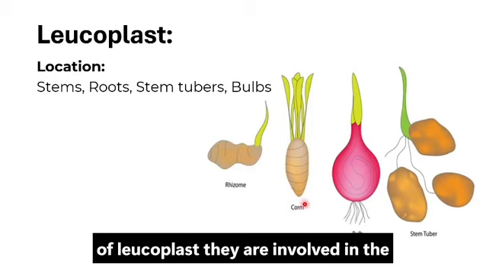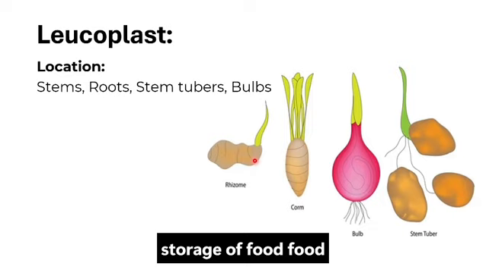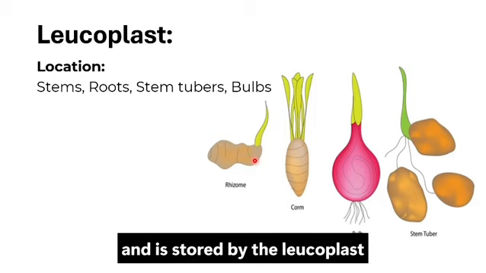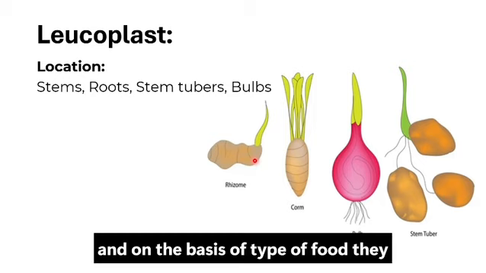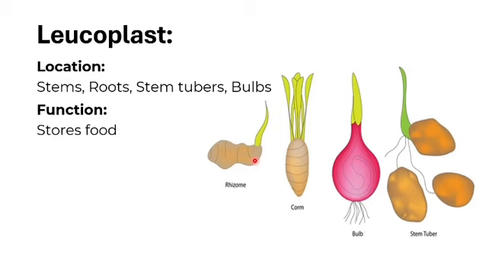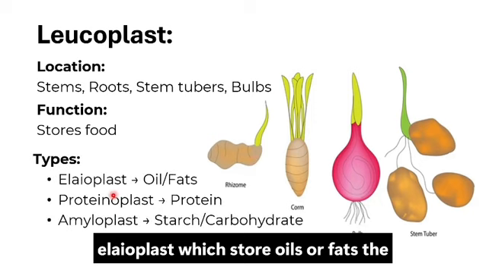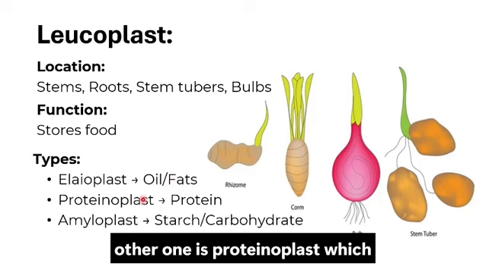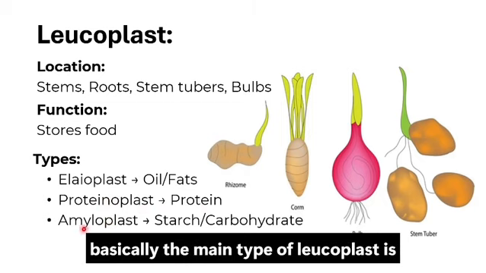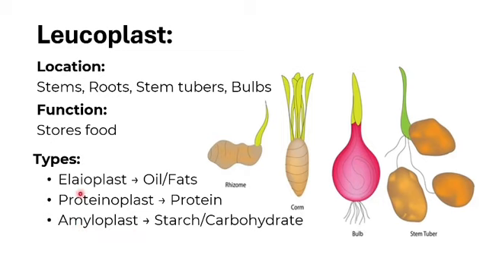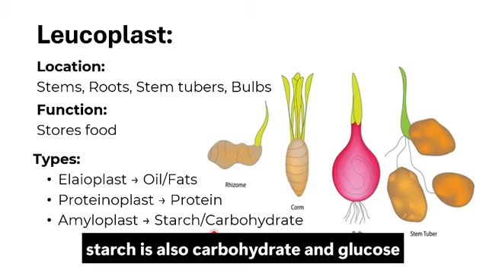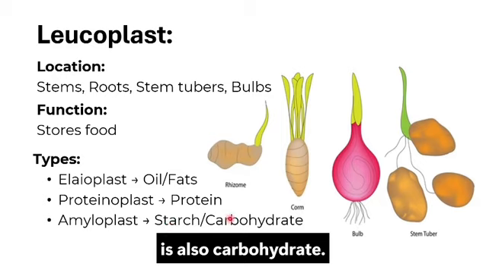What is the function of leucoplasts? They are involved in the storage of food. Food is prepared by the chloroplast and is stored by the leucoplast. On the basis of the type of food, they are divided into three types. One is elaioplast, which stores oils or fats. The other one is proteinoplast, which stores protein. And the third one, which is basically the main type of leucoplast, is amyloplast, which stores glucose in the form of starch. Basically, starch is also a carbohydrate, and glucose is also a carbohydrate.